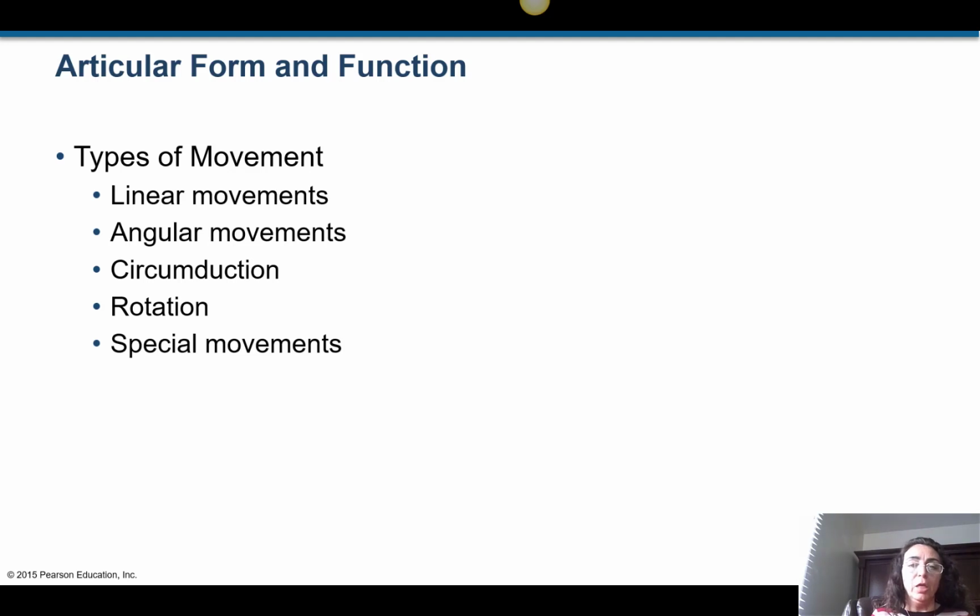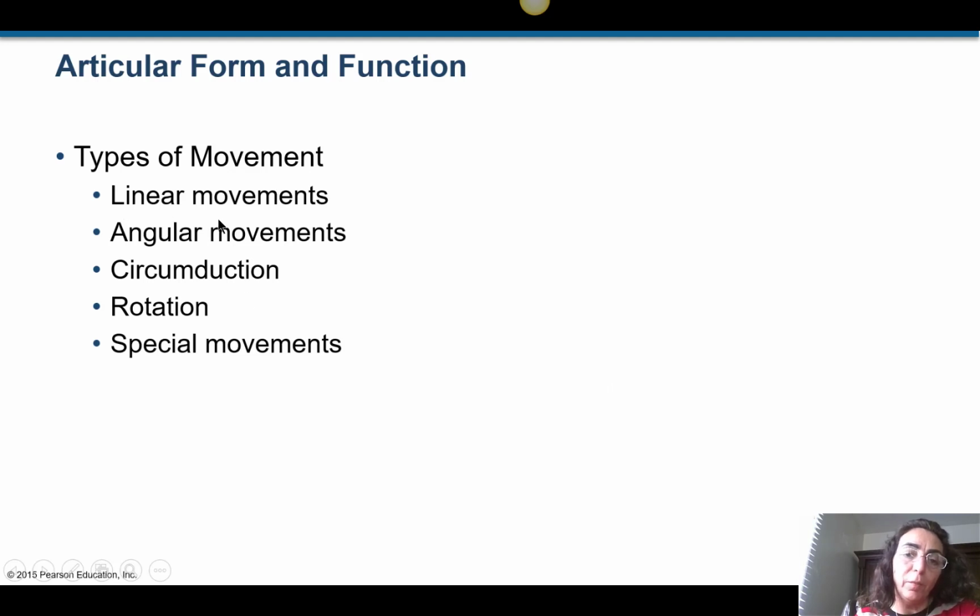to see whether they are working well or not, because each joint has a specific type of movement, direction of movement, and ability to move. Not all joints are the same, so we need to categorize them and name them so that we can discuss them in a common language, right? For the types of movement, we have these five types.